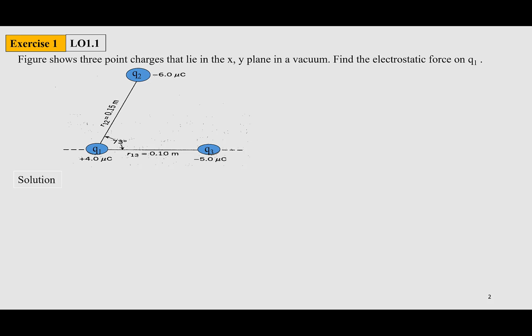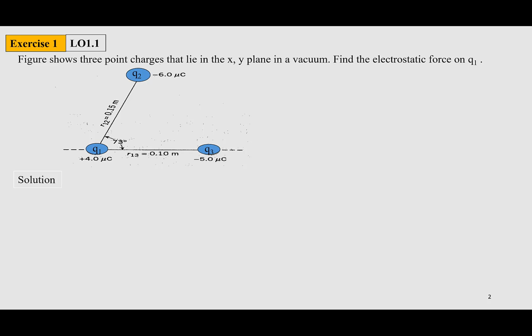You can get the question from ORC or Google site KMJ Physics Unit. Okay, so exercise 1 is for learning outcome 1.1. Figure shows 3-point charges that lie in the XY plane in a vacuum. Find the electrostatic force on Q1.